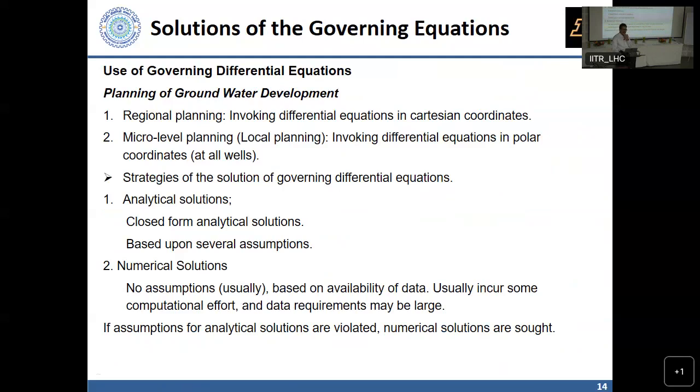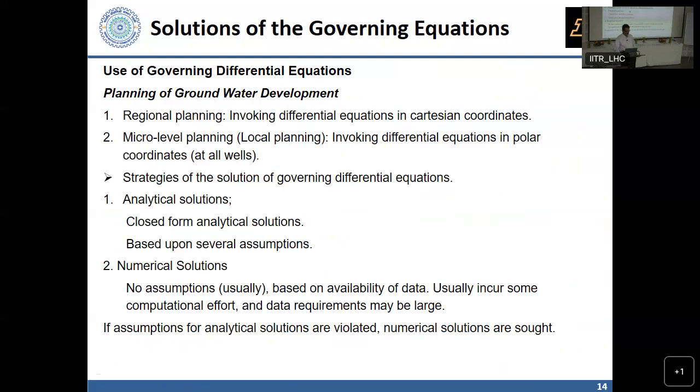If it's a large area, typically we use Cartesian coordinates. If it's a single well, or if we are very much interested in what is happening with wells, and the problem has, well, typically we assume it has radial symmetry, we use radial coordinates, which we will see later. And then we try to solve those equations.